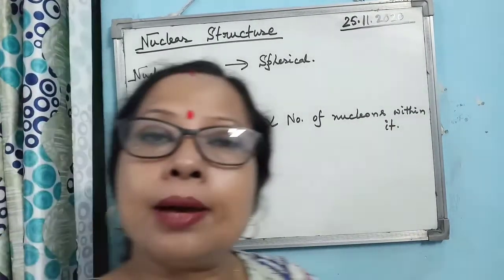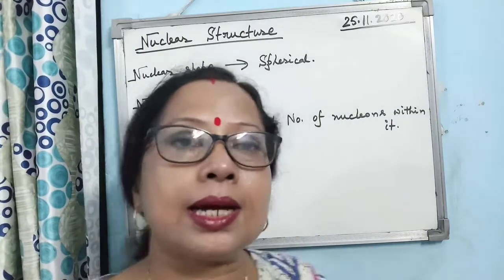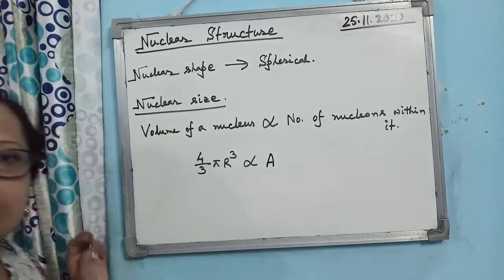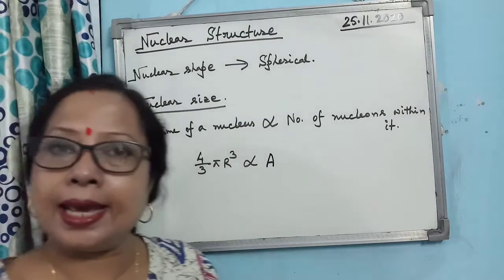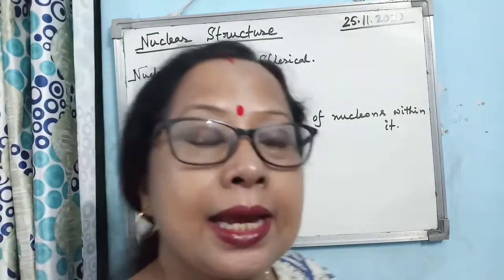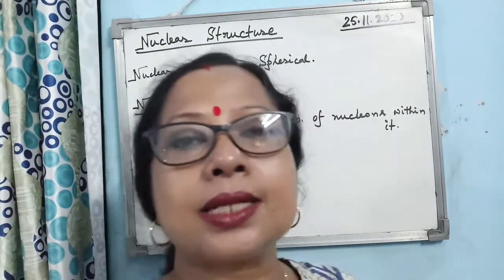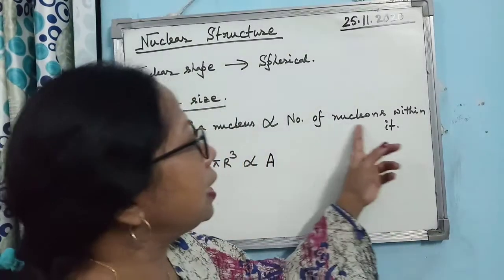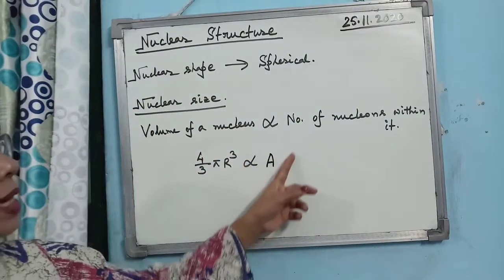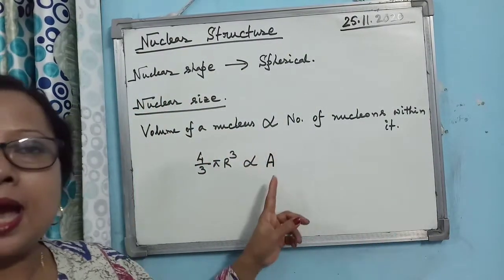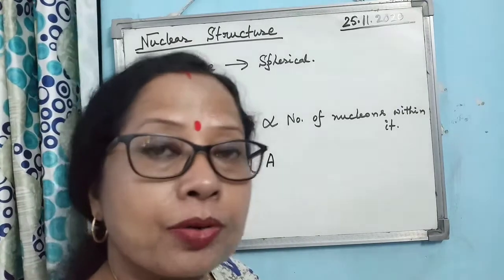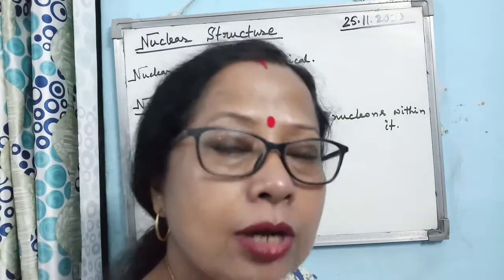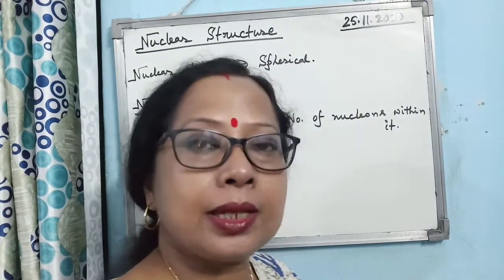The number of nucleons within a nucleus is known as the mass number, denoted by A. I hope you have not forgotten it; you have studied it in chemistry and in physics in 10th standard. So the total number of nucleons within a nucleus is the mass number, which we denote by A. And I hope you remember the atomic number: it is the number of electrons or protons present within an atom.